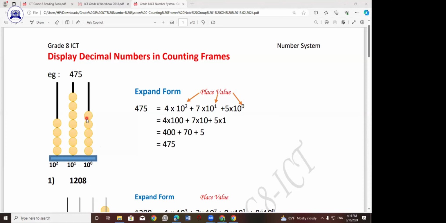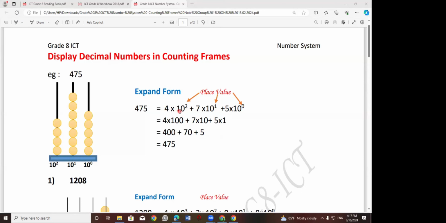So this counting frame, this side, 10 to the power 0. Then for 7, for 10 to the power 1, you put 7 dots: 1, 2, 3, 4, 5, 6, 7. And if you want to put the 4, you put 4 in the next round, 10 to the power 2: 1, 2, 3, 4.